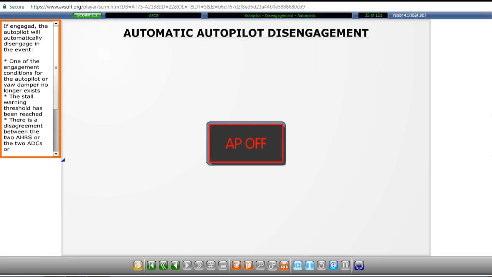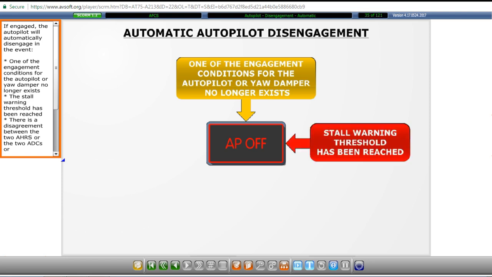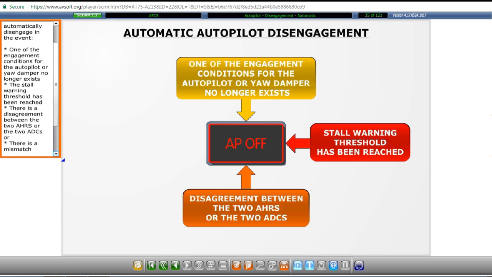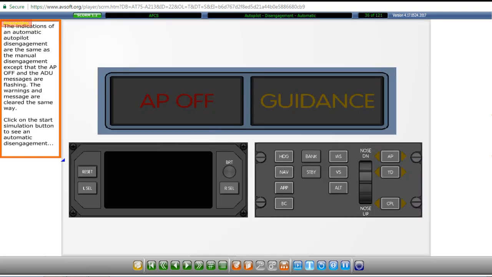If engaged, the autopilot will automatically disengage in the event one of the engagement conditions for the autopilot or yaw damper no longer exists, the stall warning threshold has been reached, there is a disagreement between the two AHRS or the two ADCs, or there is a mismatch between the two pitch trim commands. The indications of an automatic autopilot disengagement are the same as the manual disengagement, except that the autopilot off and the ADU messages are flashing. The warnings and message are cleared the same way. Click on the Start Simulation button to see an automatic disengagement.